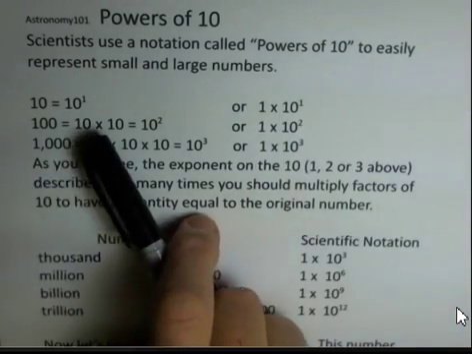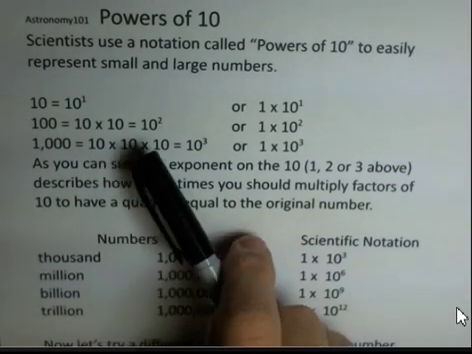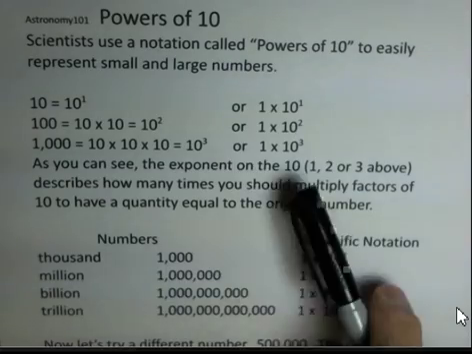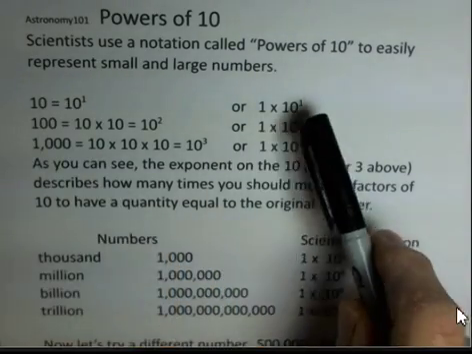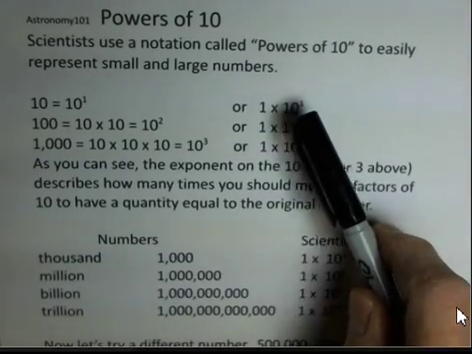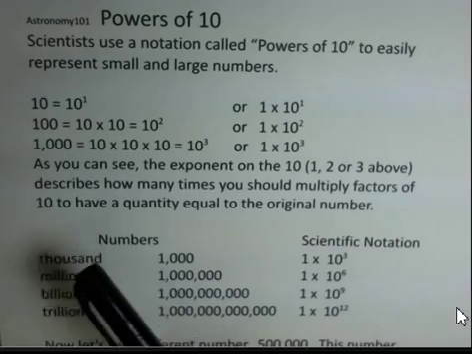100, well, that's 10 times 10. There are two factors of 10. And we write that as 10 to the second power, or 1 times 10 to the second power. 10 to the first power, 10 to the first power here. You can always multiply something by 1 and not change the value.